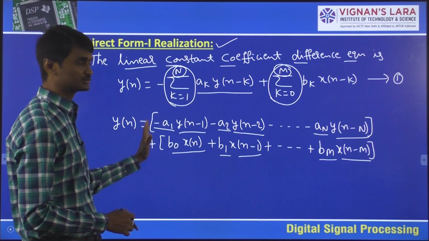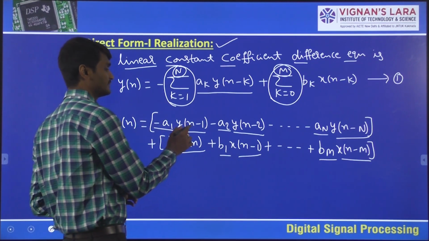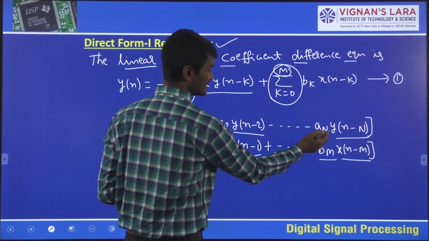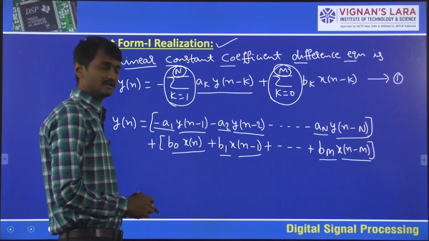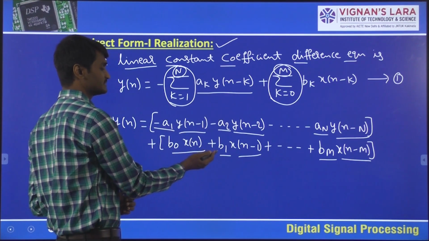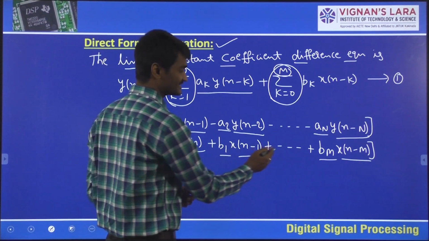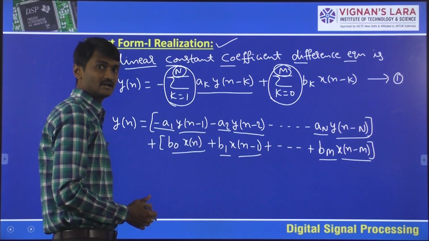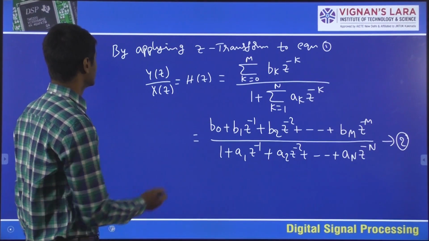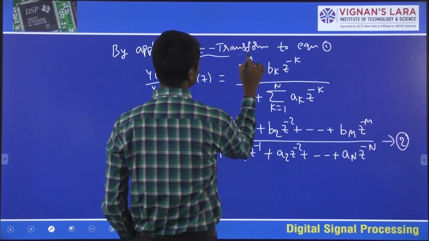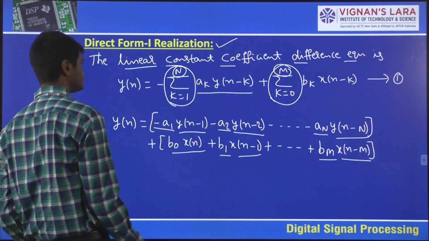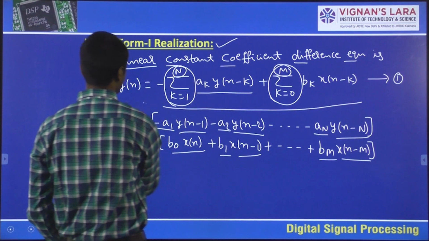y of n is equal to minus a1 y of n minus 1 minus a2 y of n minus 2, and so on, minus an y of n minus n, plus the second summation, that is b naught x of n plus b1 x of n minus 1 plus and so on plus bm x of n minus m. Okay. So now by applying Z transform to equation 1. So here, what is equation 1? This is equation 1.